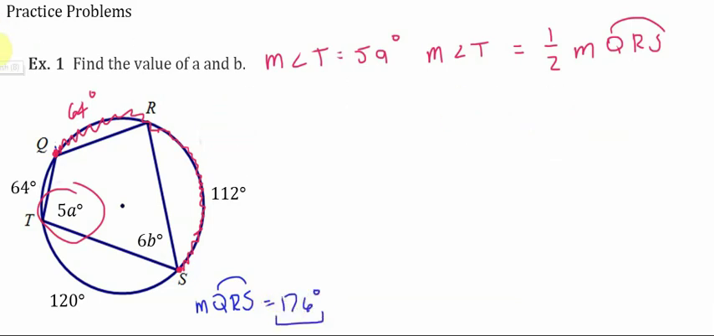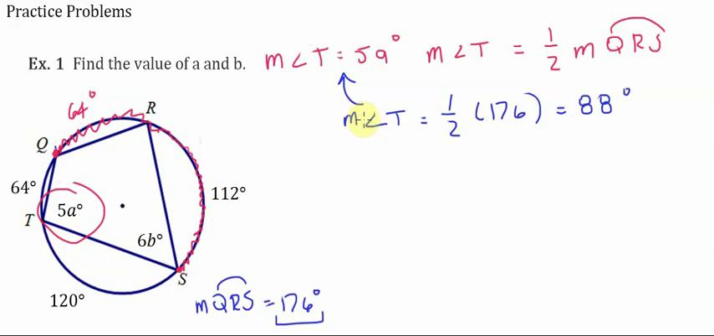So now that I have the measurement of the arc that I needed, I can go ahead and plug right in. So since I'm trying to find the measure of angle T, because T is going to bring me back to here where I can find A, which is the point of my problem. So the measure of angle T equals 1/2 of, I said that QRS was 176, and taking 1/2 times 176, I get 88 degrees. So now to finish off this problem, since I have the measurement of angle T, I can plug that back in for my first equation here. So the measurement of angle T is 88 degrees, and I can set that equal to 5A degrees.